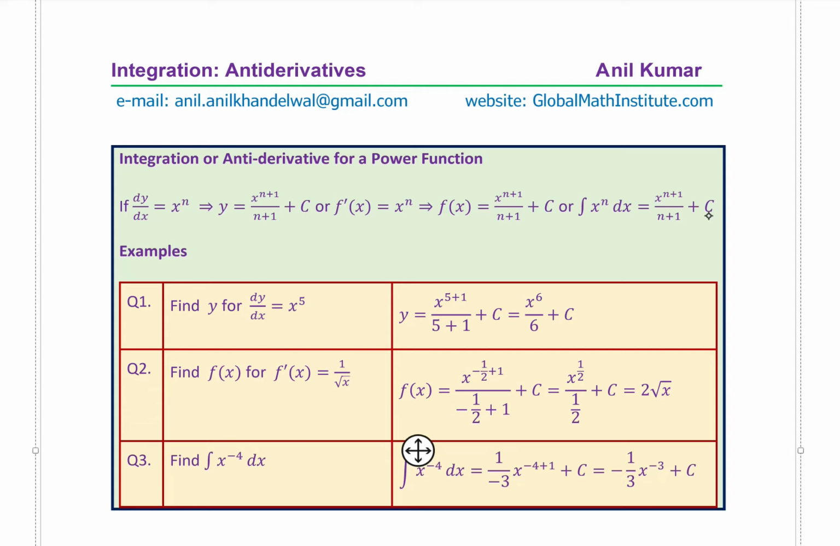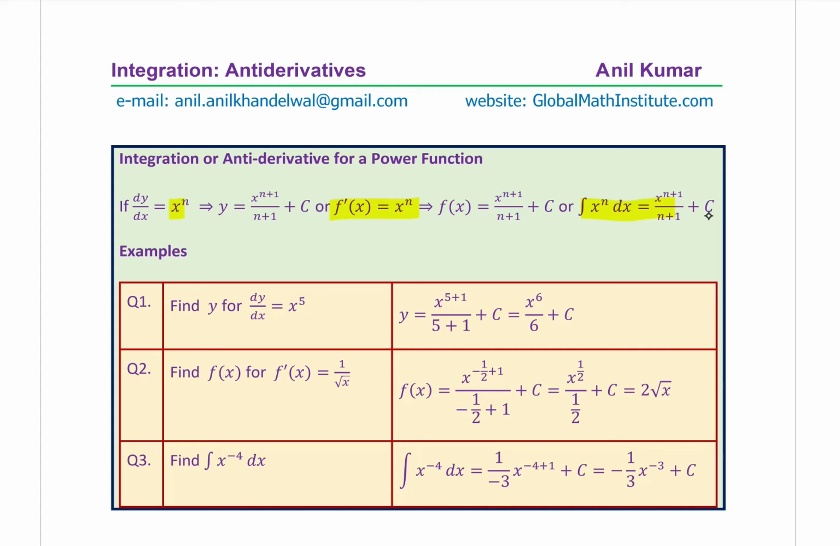Remember these three ways of writing our integral function. So if we know that the derivative is x to the power of n, then the integral, the antiderivative, is x to the power of n plus 1 divided by n plus 1 plus c, which is also written in these two different forms, but they mean the same thing. So here we have three examples. You can always pause the video and answer these examples.